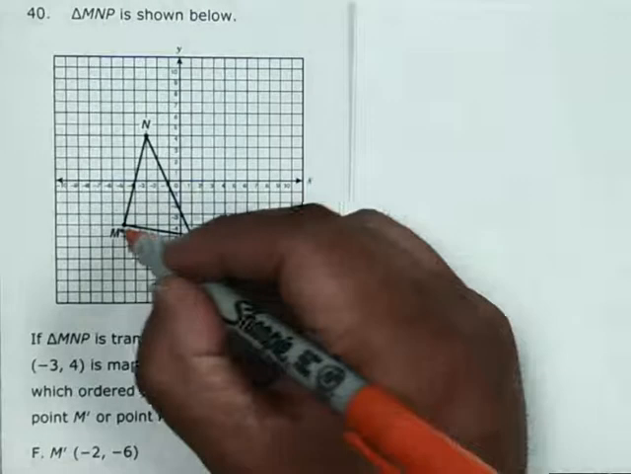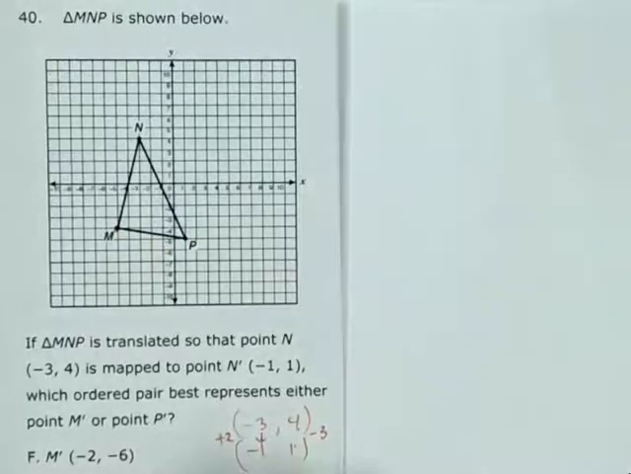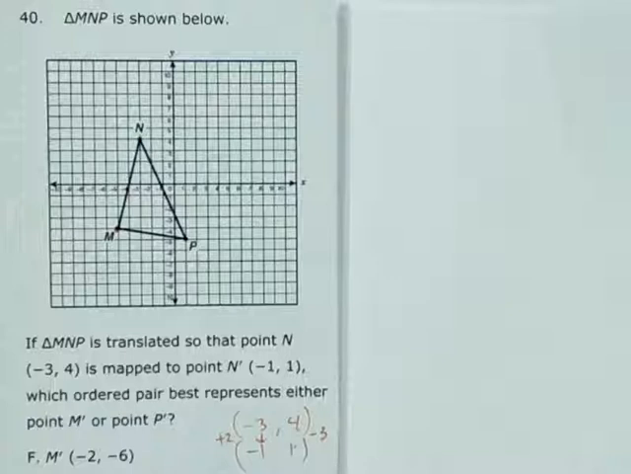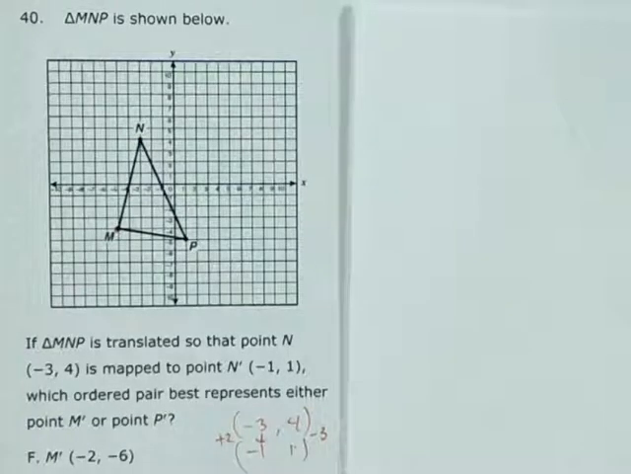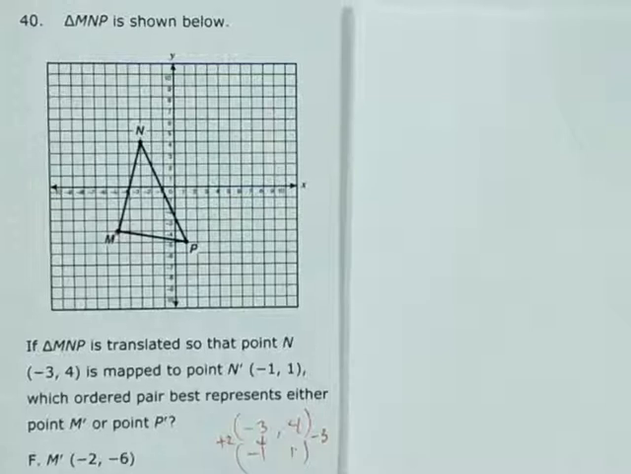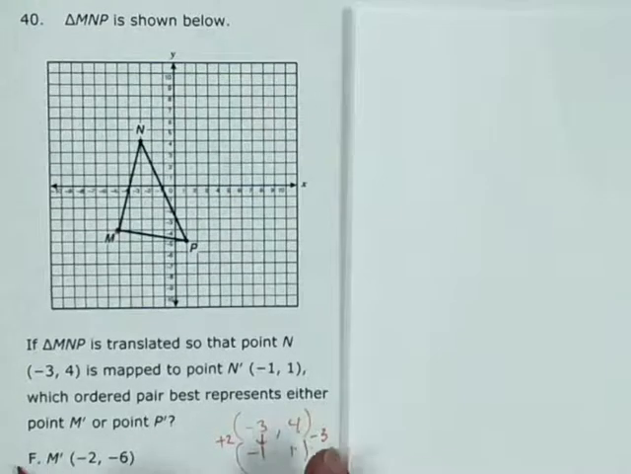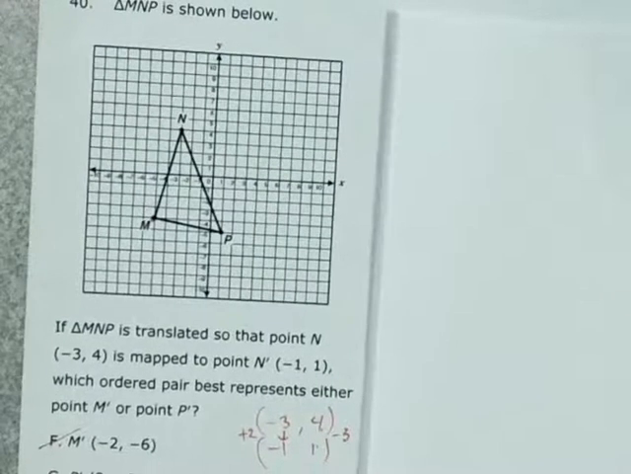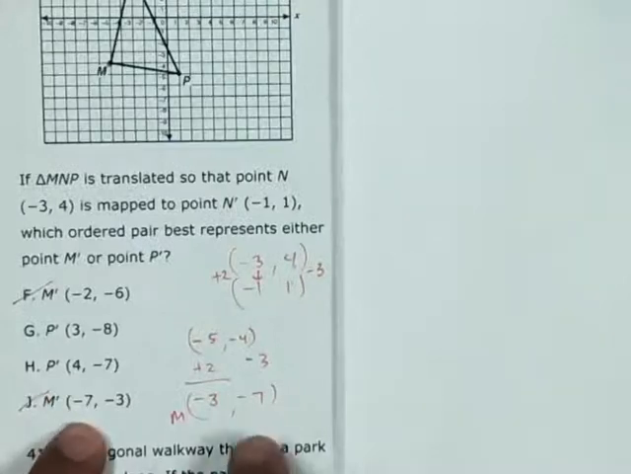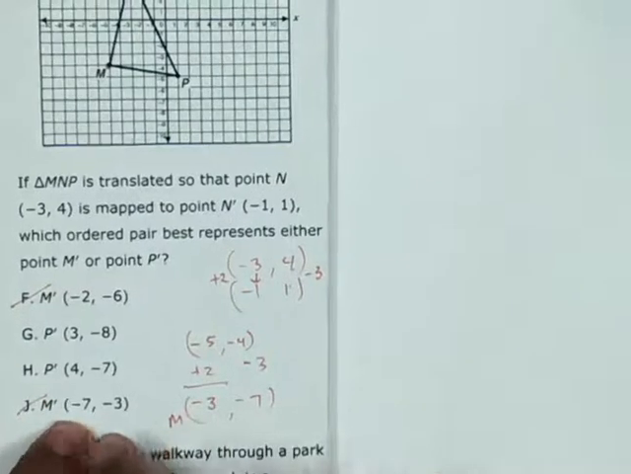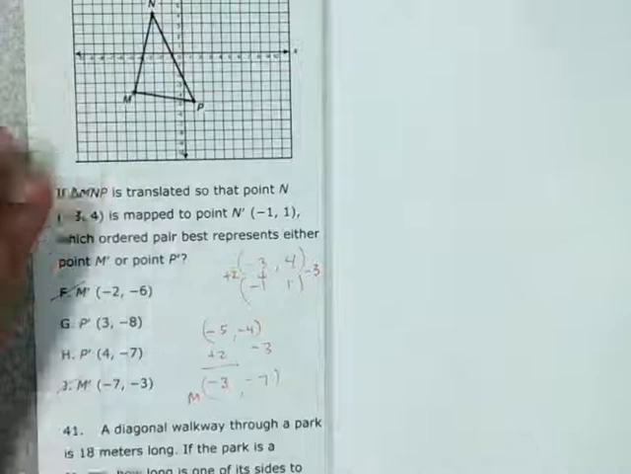So if I look at M, it's going to be at -5, -4. If I add 2 to that, that's going to give me a -3. And I subtract 3, that's going to give me a -7. So M prime should be -3, -7. So I know I can eliminate that one, and I can eliminate this one. These are flipped. It should be -3, -7. It's not -7, -3. So I can get rid of that.